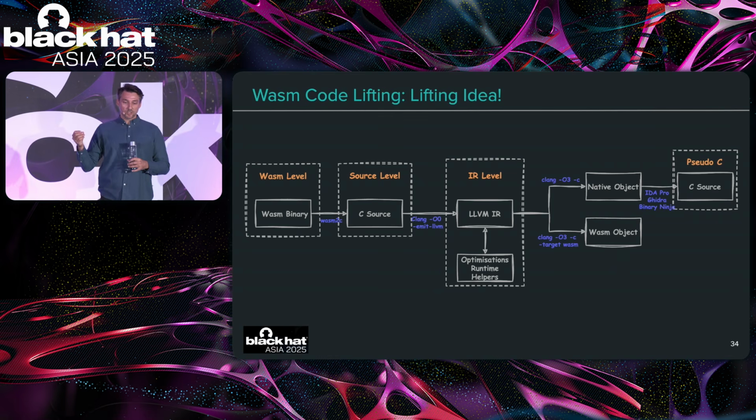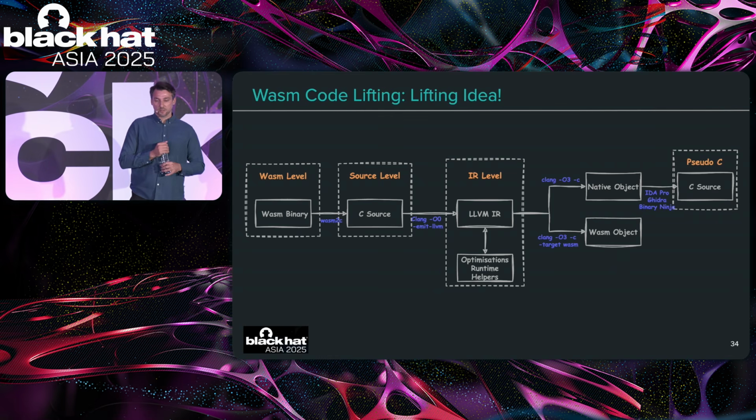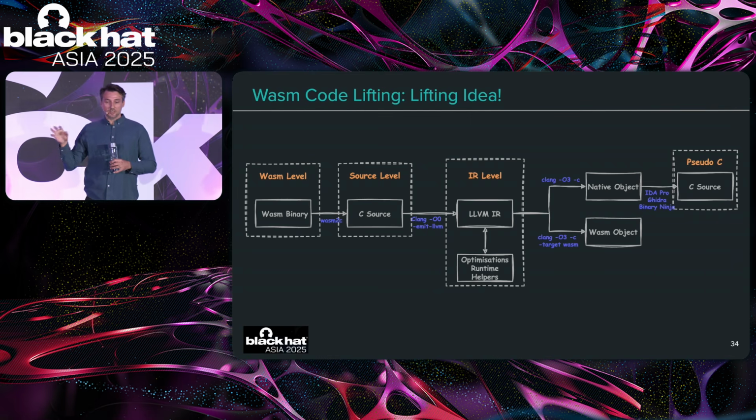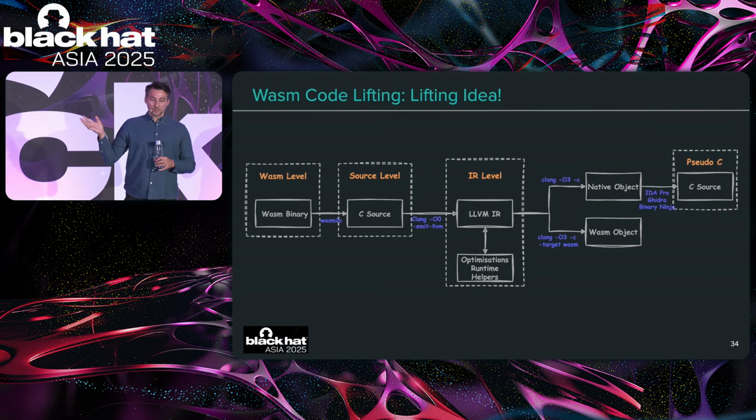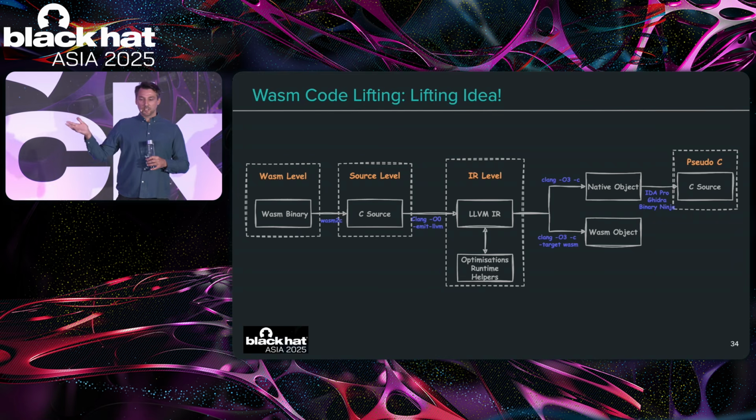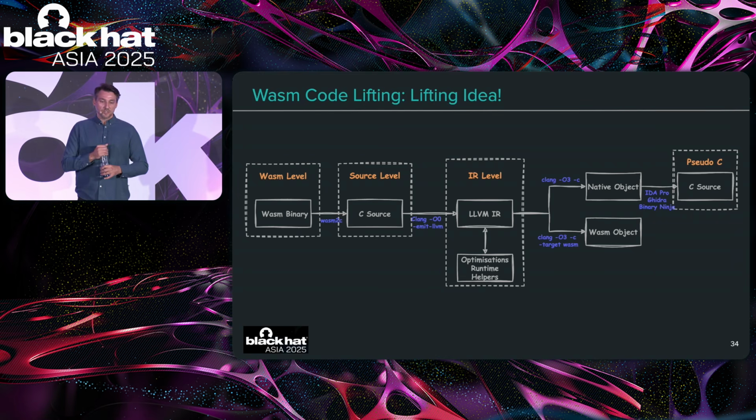We can inject a runtime because now the API is quite easy. And once we are done with that, we can use the backend to compile it into the native object and continue the analysis with either Pro or other tools, or we directly compile it back into the Wasm object and just execute it as before.